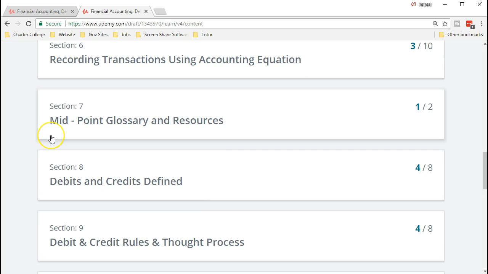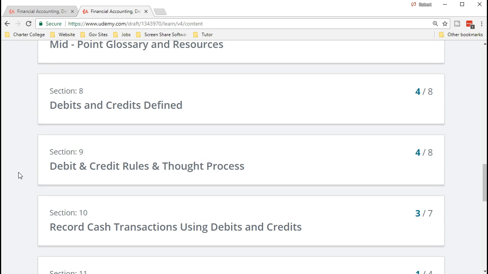Then we're basically at the midpoint, and we're going to include a glossary and resources at the midpoint, including a PDF file of test questions you could download and use as practice for those accounting equation type problems. Then we're moving on to the second half, which we'll record using debits and credits.